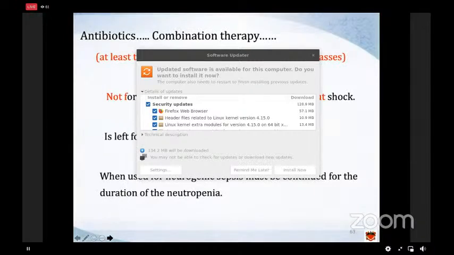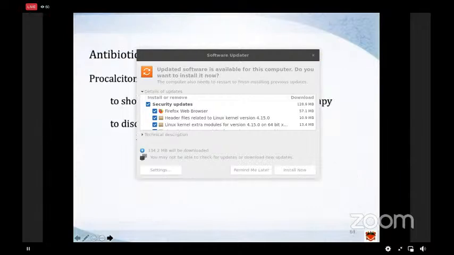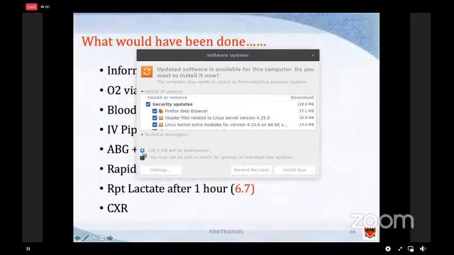So combination antibiotics are used with patients who are in septic shock. Procalcitonin is a good guide for you to discontinue your empiric antibiotics and to decide on antibiotics.